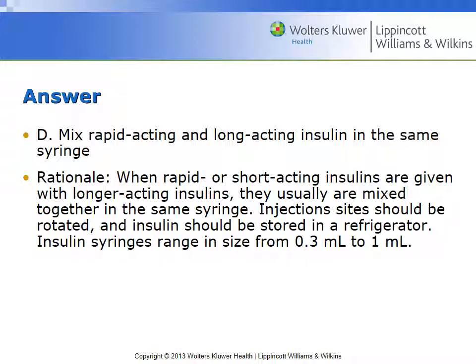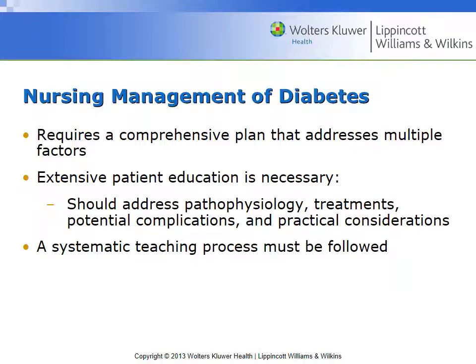Answer D. When rapid or short-acting insulins are given with longer-acting insulins, they are usually mixed together in the same syringe. Injection sites should be rotated, and insulin should be stored in a refrigerator until the time the vial is opened. Insulin syringes range in size from 0.3 milliliters to 1 milliliter in size.